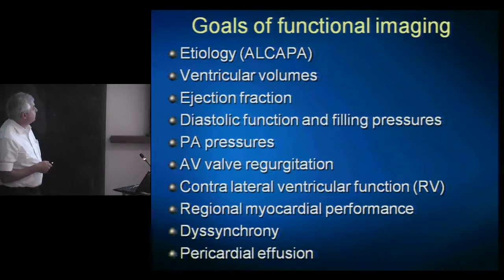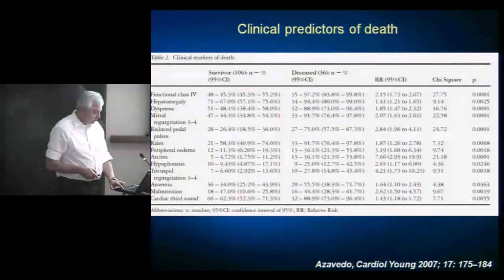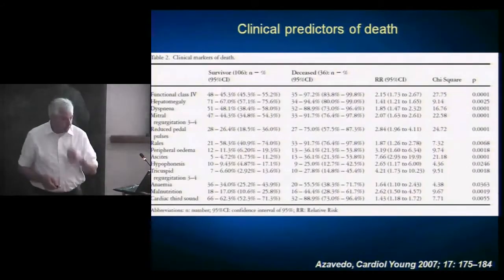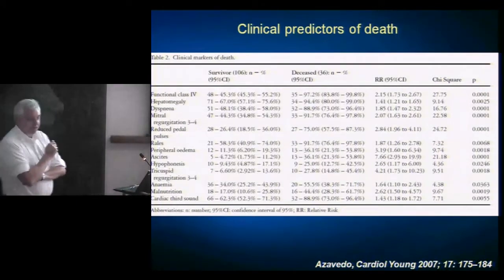This is going to be important for prognosis: diastolic function, pulmonary artery pressures, AV valve regurgitation, both mitral and tricuspid. What is the contralateral ventricular function, the right ventricle? This is going to be important for prognosis. Regional myocardial performance, desynchrony, which is a whole topic in itself and quite controversial on how to assess, and pericardial effusion.